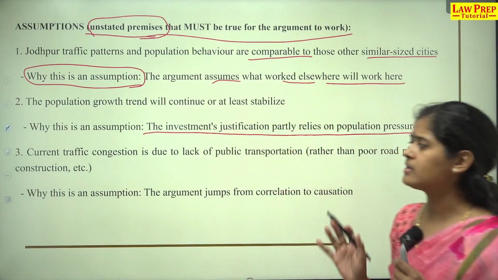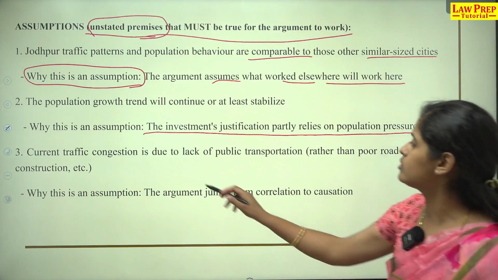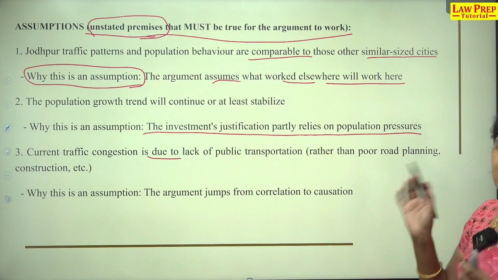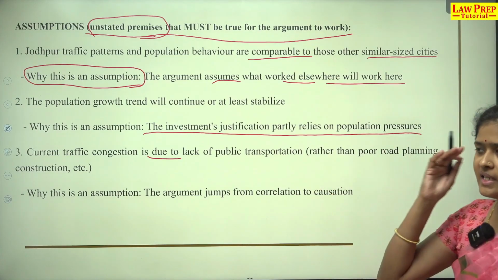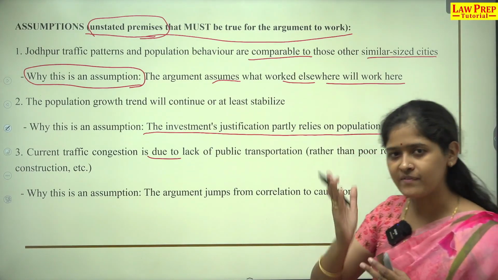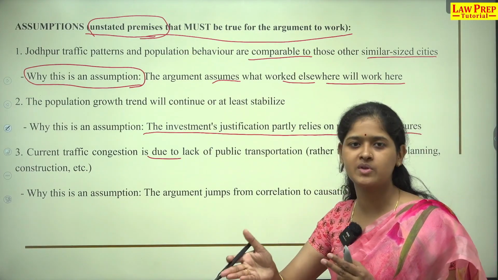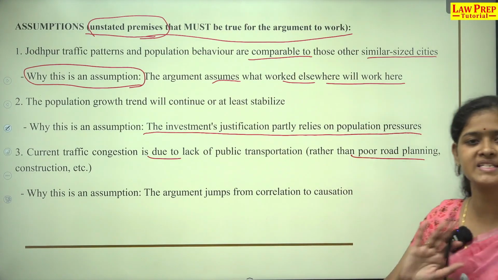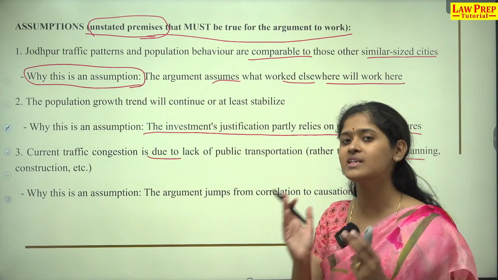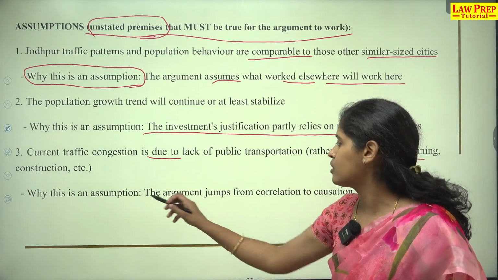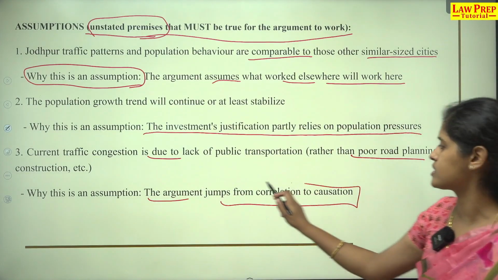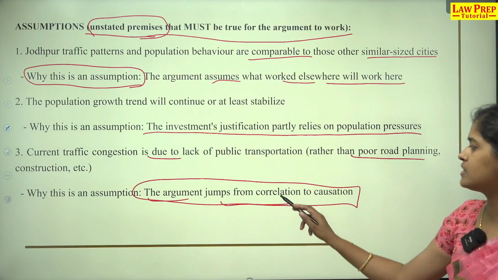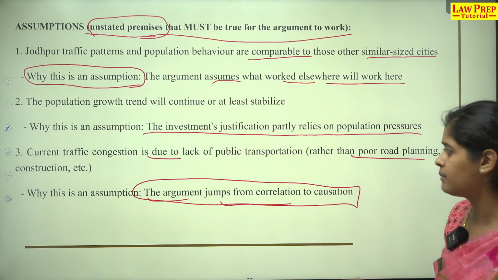Next, current traffic congestion is due to lack of public transportation rather than poor road planning, construction, etc. Getting my point? They have focused on traffic congestion and only the public transportation system. That means, according to the author, no other option exists, right? No other reason for this problem exists. The author jumps from correlation to causation. Now, what is the meaning of this? I'll simply tell you the meaning of these two words in a minute.